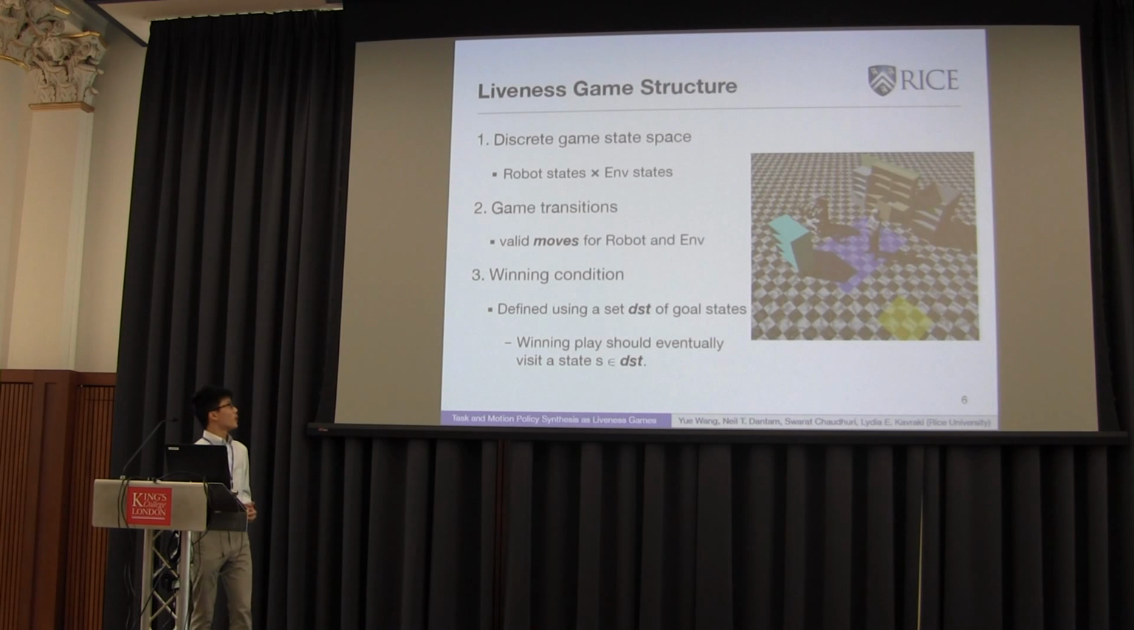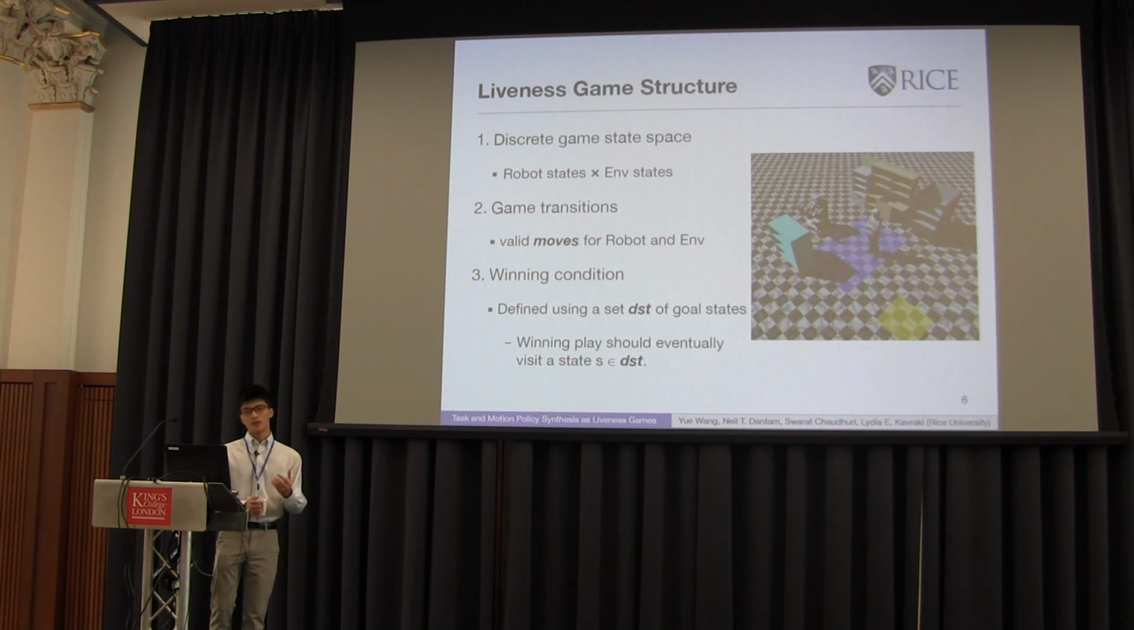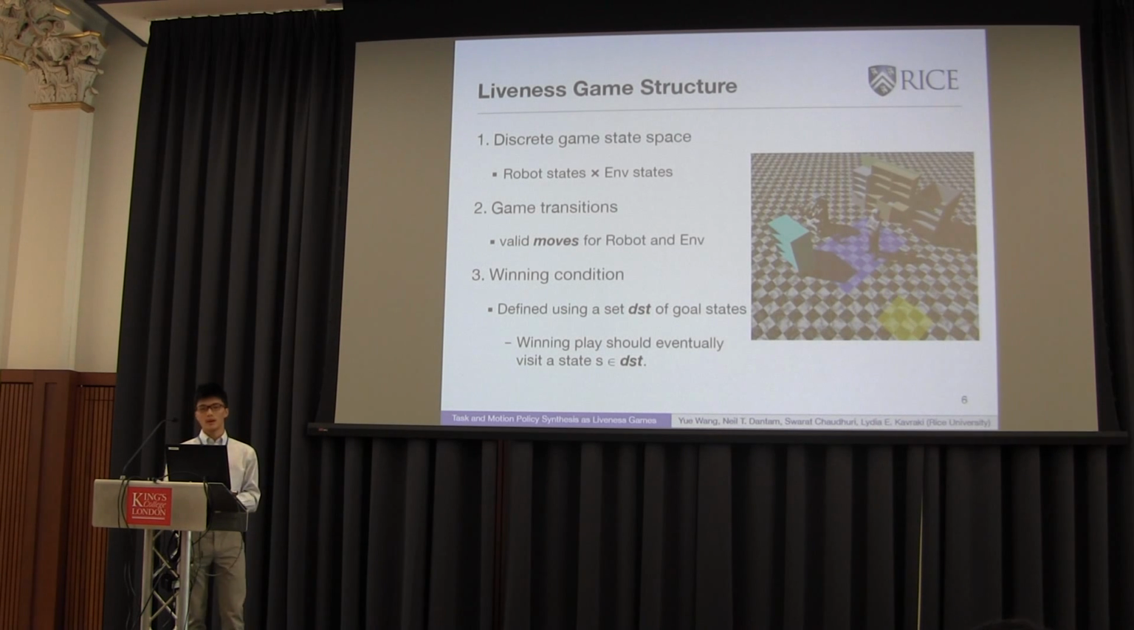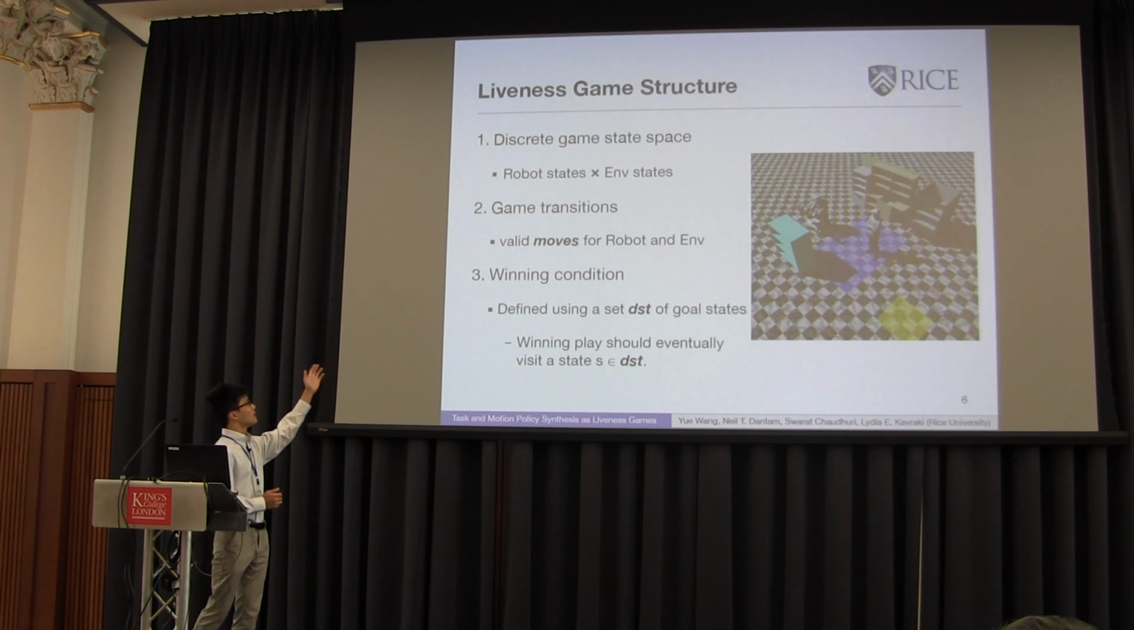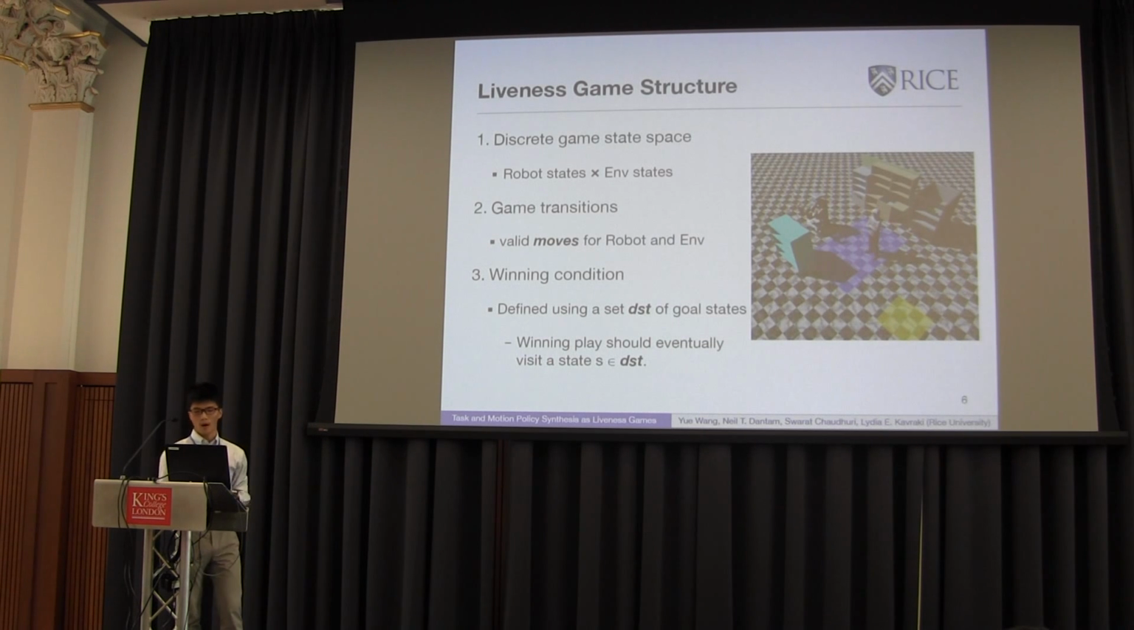As I mentioned before, we model this problem as a game, and in particular, we're interested in the Reachability game structure. The game structure has three components. First is the state space of the game. This is a Cartesian product between the robot and the environment states. The second component is the transitions of the game. This defines the valid moves for the robot and the environment.